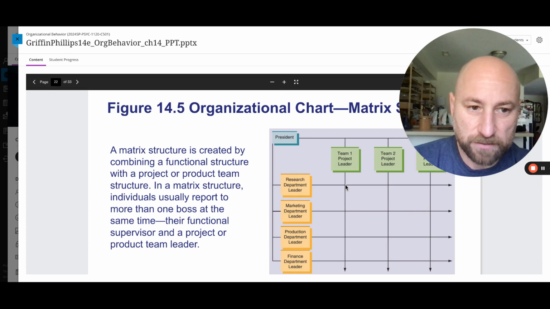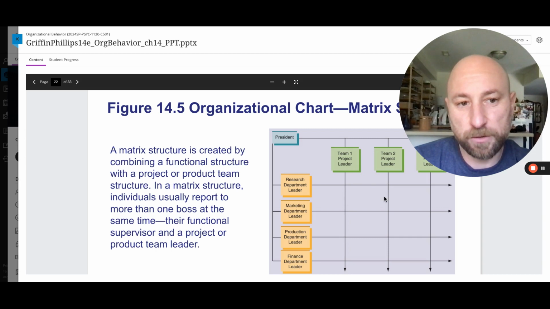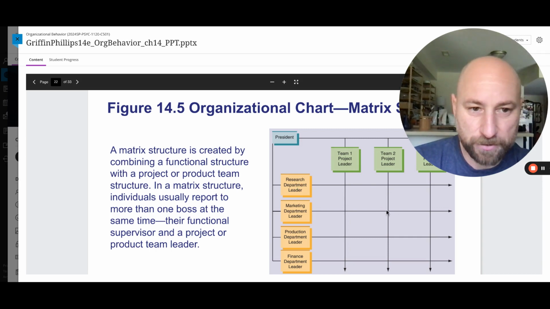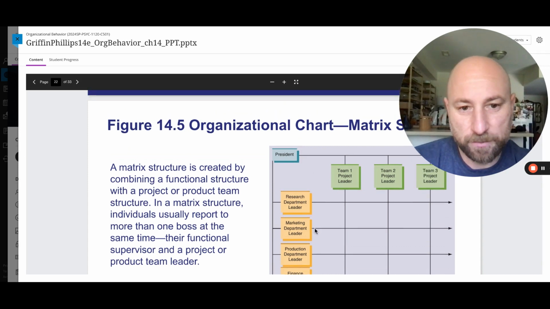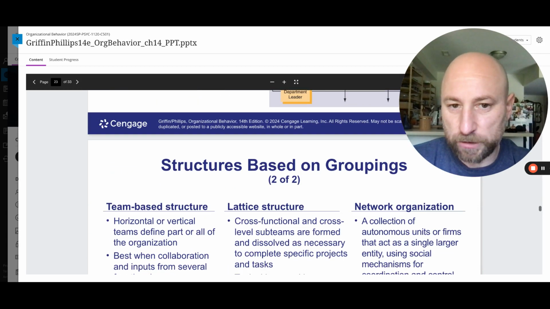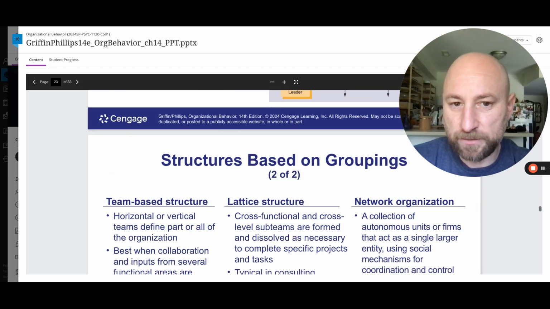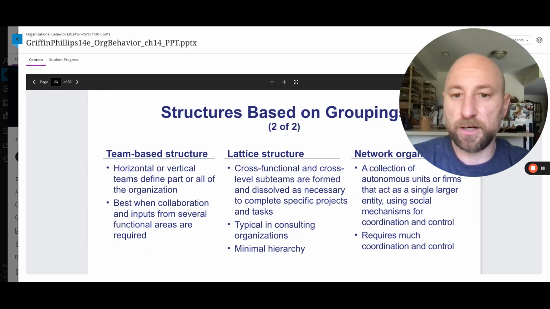And you can think of these different points as employees or groups of employees, right? So these people report to team leader 1 as well as research department leader 1. These people over here report to team leader 2 as well as the research department leader. These people here report to team leader 3 and the marketing department leader, etc. Okay, so structure is based on groupings. 2, team-based structure: horizontal or vertical teams define part or all of the organization.